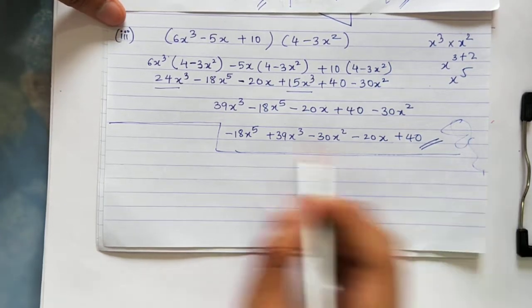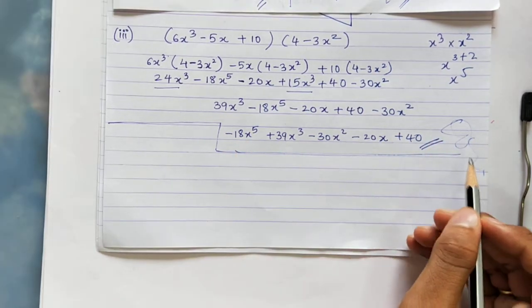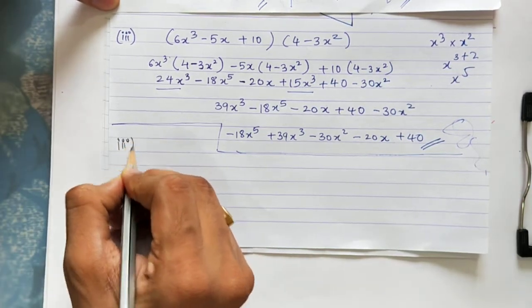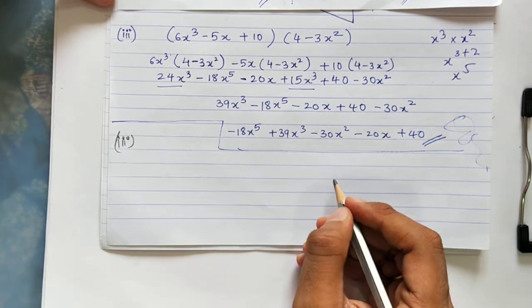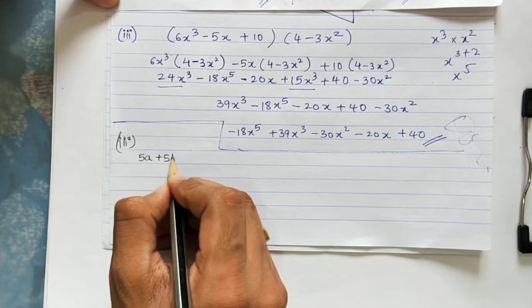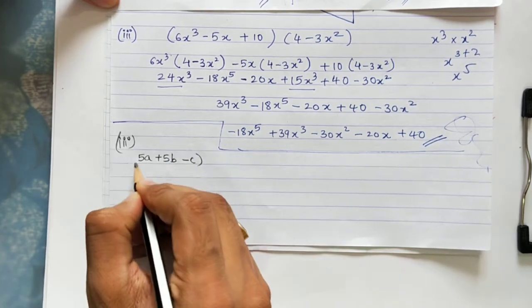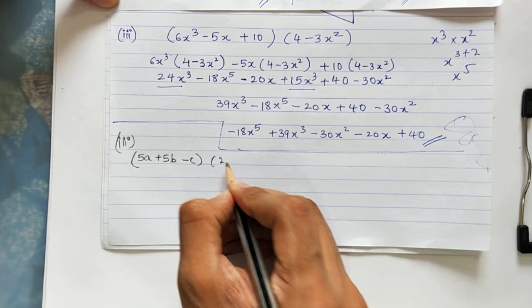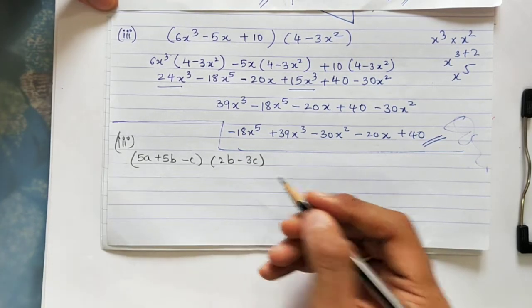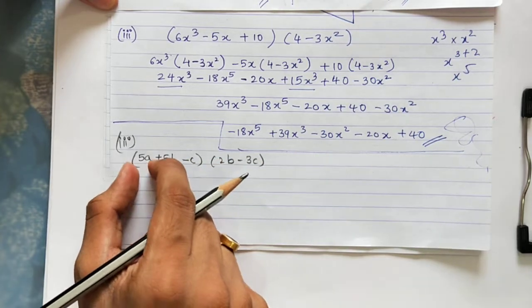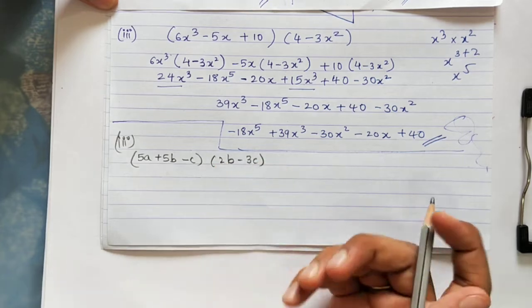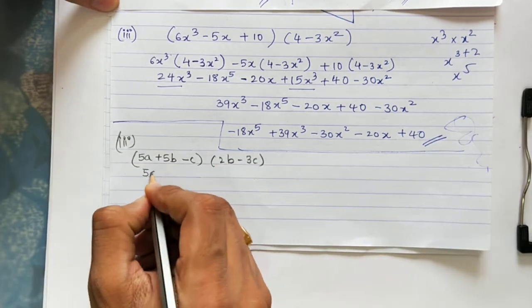The pen stopped working. I'll do this sum in pencil. Sum number 3. The third sum is (5a plus 5b minus c) into (2b minus 3c). Again same, the first term will get multiplied with the full bracket, second term with full bracket, third term with full bracket. These are simple sums.